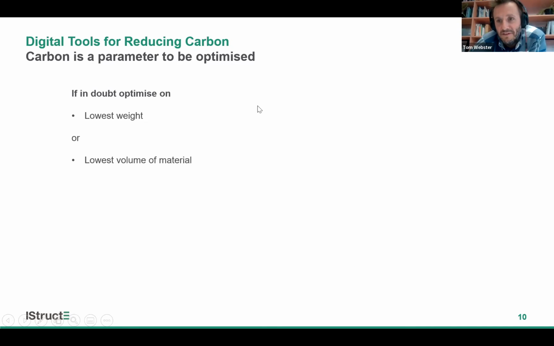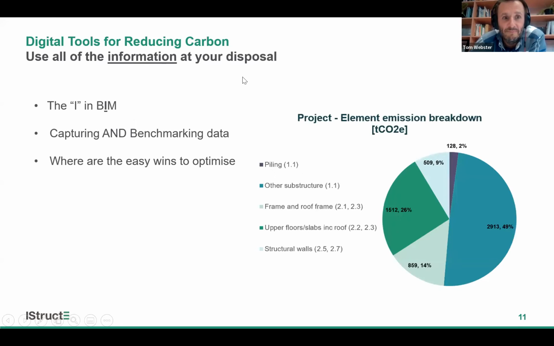In my opinion, if you have any doubt about how to optimize your structure, always optimize for the lowest weight or lowest volume of material. So the use less approach will always get you to a point of your lowest carbon design. But it may not be the design that works with everybody else, and we have to be conscious of that.